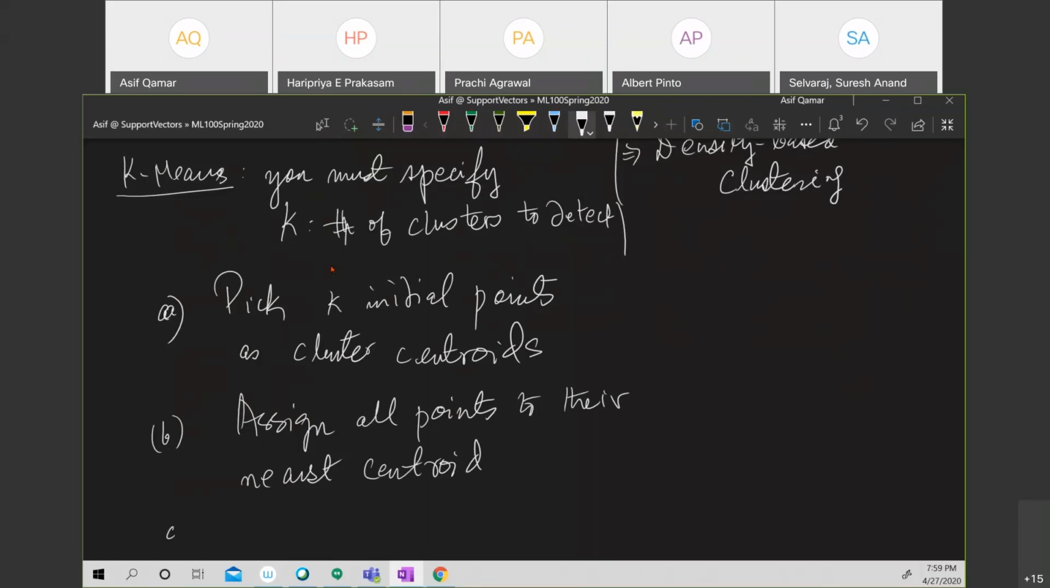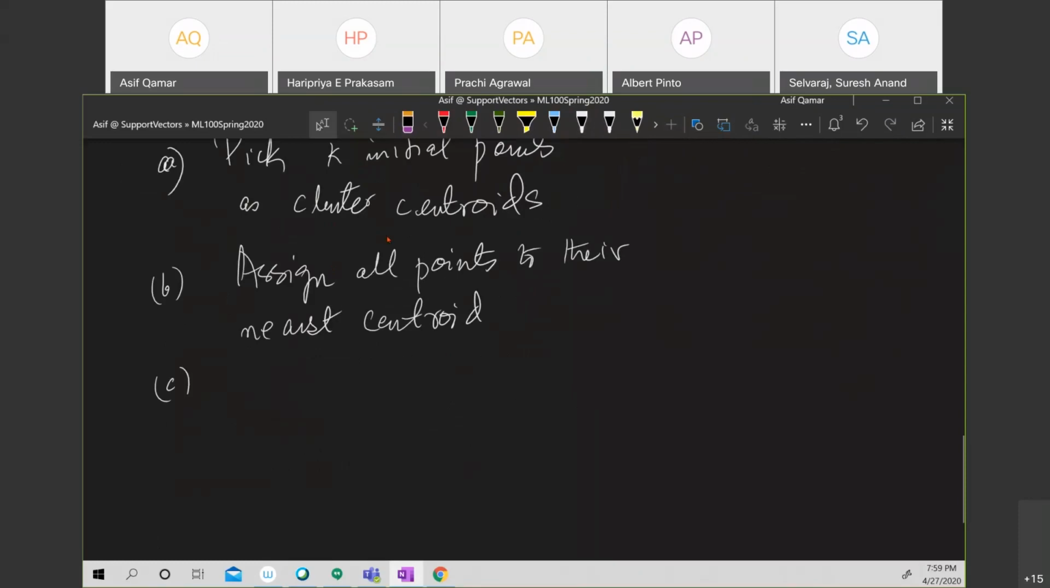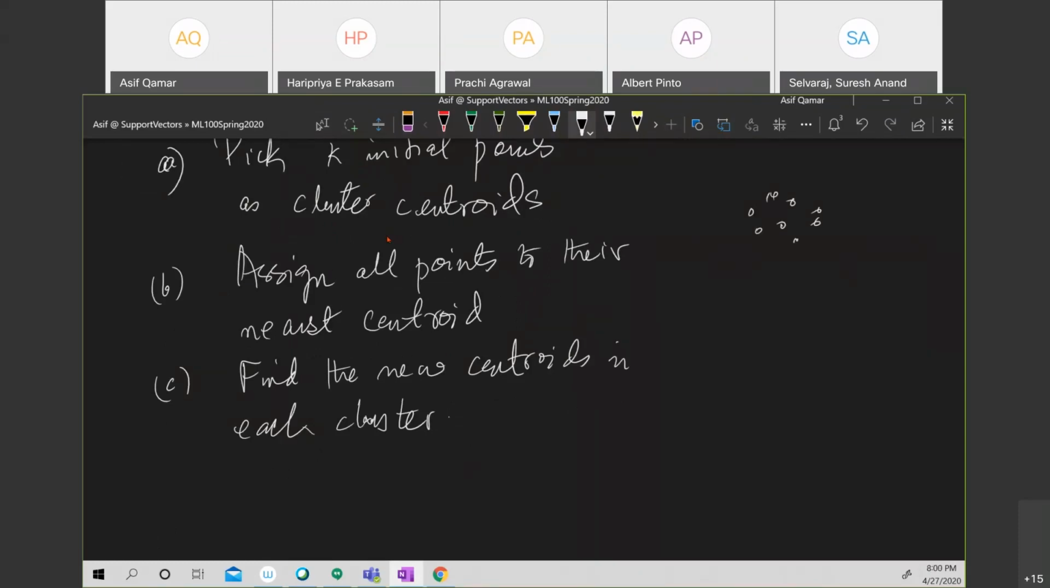This is it. And the C part that comes up is quite interesting. Find the center of gravity. Find the new centroids in each cluster. But before I go there, let's understand what is a centroid. So suppose you have a bunch of points here, and you ask, what is a centroid here? Centroid is the center of gravity, you can say, or center of mass.